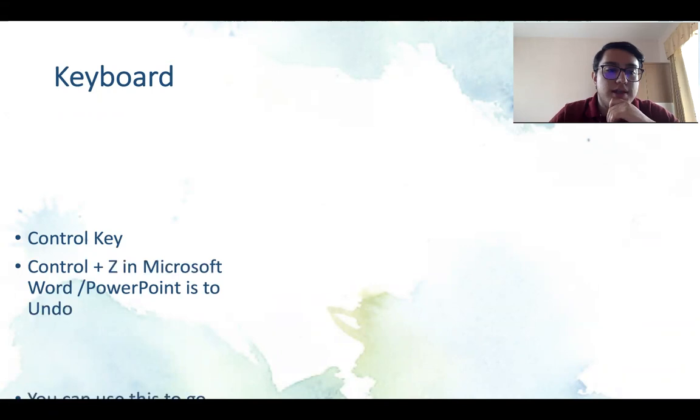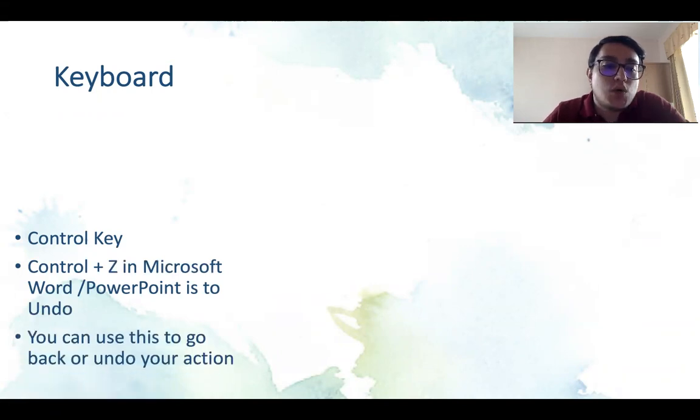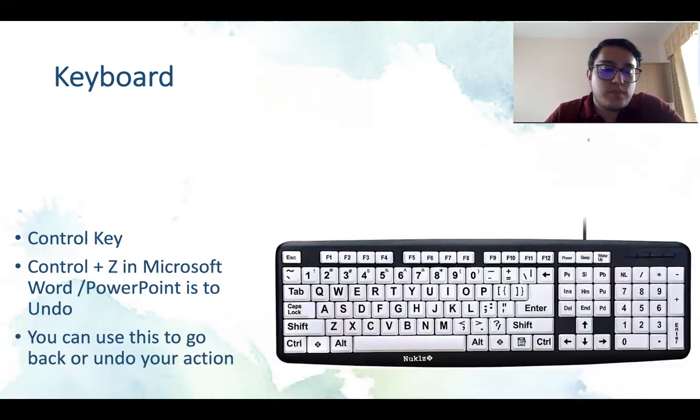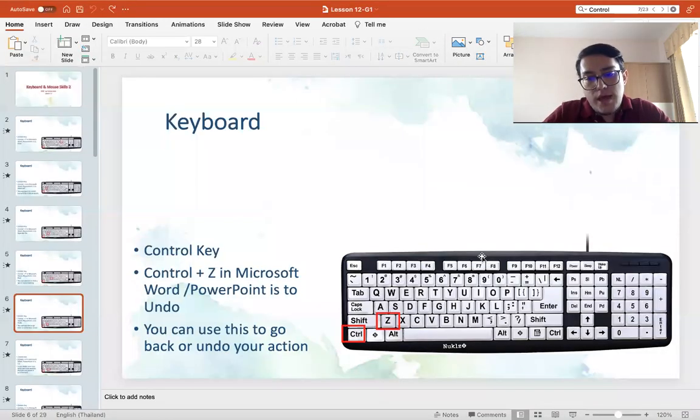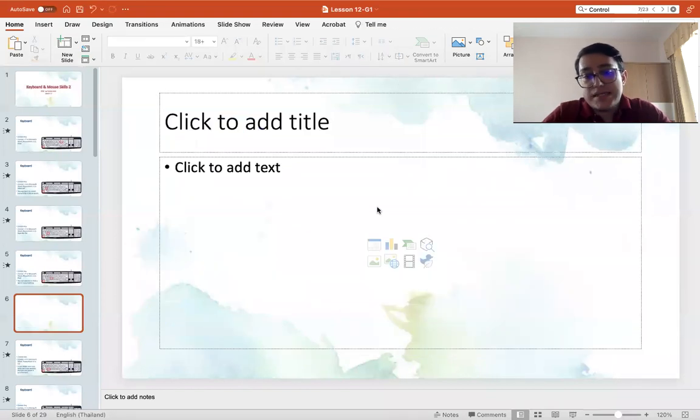Next shortcut is Ctrl Z. The same, you press and hold Control and press Z. You can use this to go back or undo your action. So maybe I Control A and delete this page by accident. I didn't want to delete, but by accident, I deleted this page.